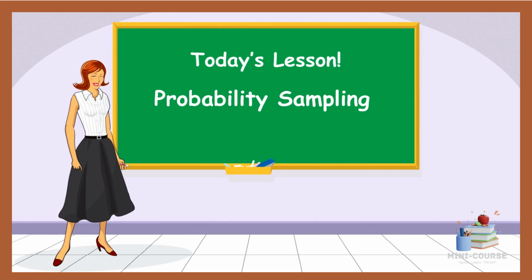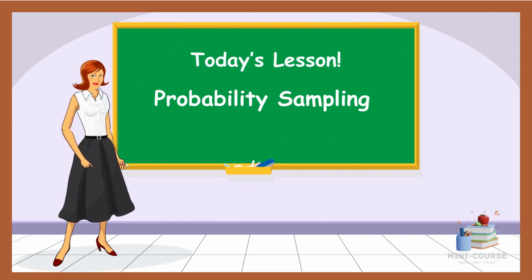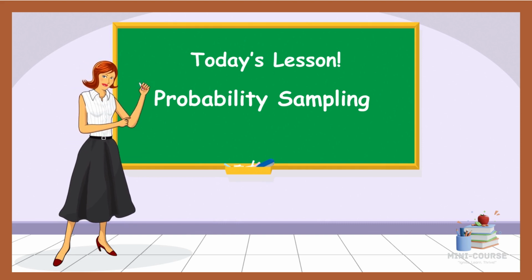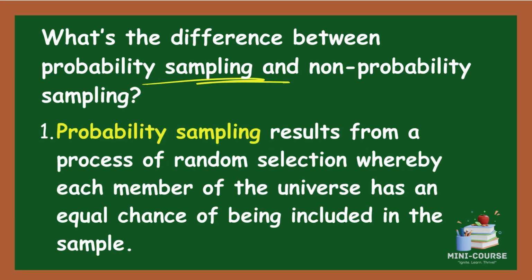In this video, we will talk about the types of probability sampling. Please watch a separate video on non-probability sampling. Let's start. All social science research samples fall into one of two classes: 1. Probability sampling, and 2. Non-probability sampling. What's the difference between probability sampling and non-probability sampling?